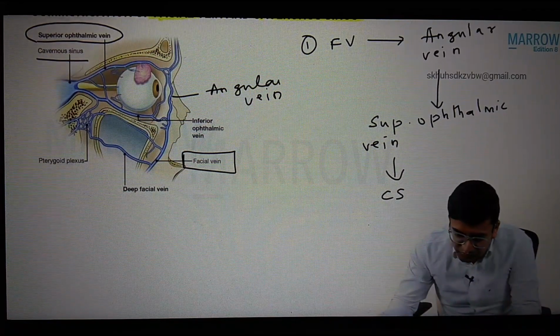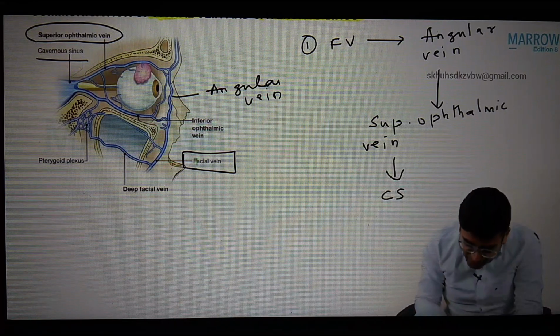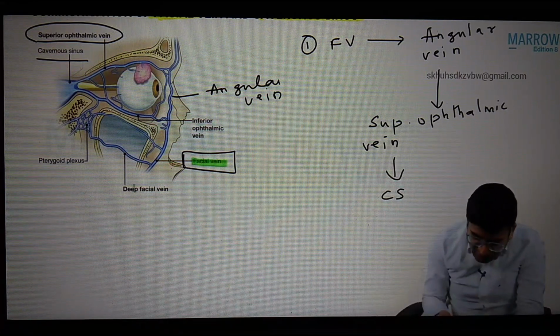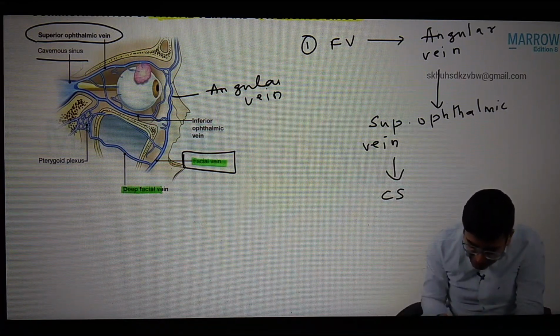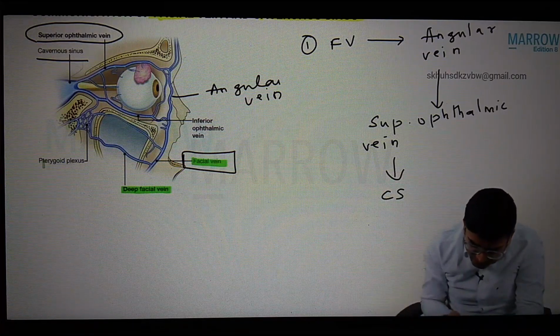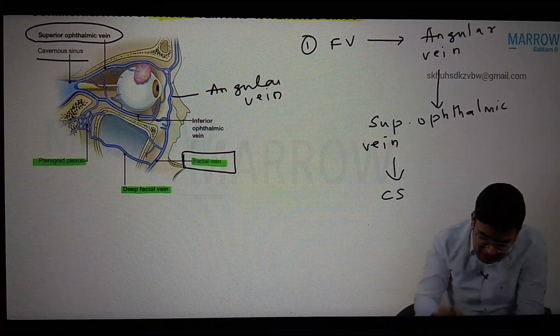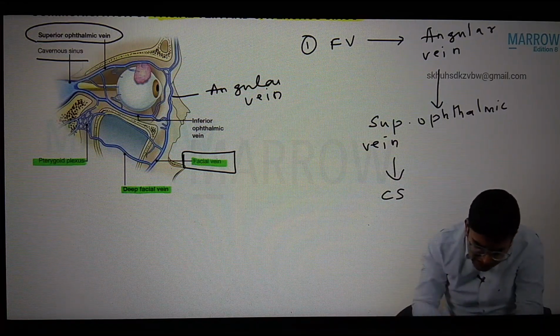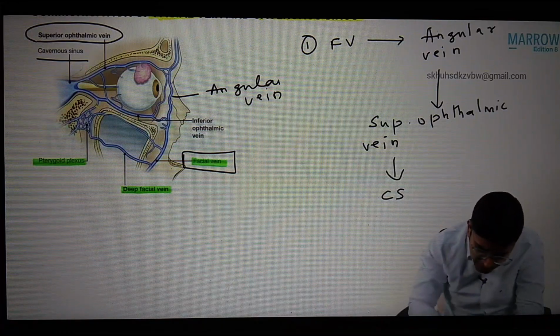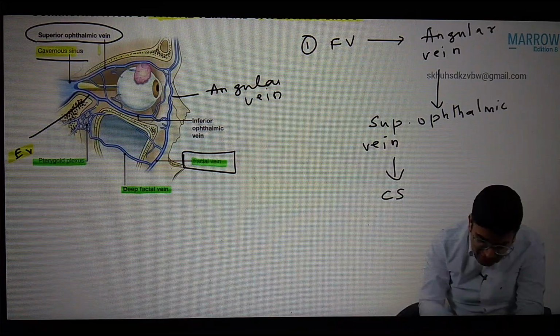Now we have one more route from facial vein. This is deep facial vein. So from deep facial vein it reaches the pterygoid venous plexus. From pterygoid venous plexus via emissary veins. This is emissary veins. I am writing EV here. Via emissary veins, it may reach the cavernous sinus.